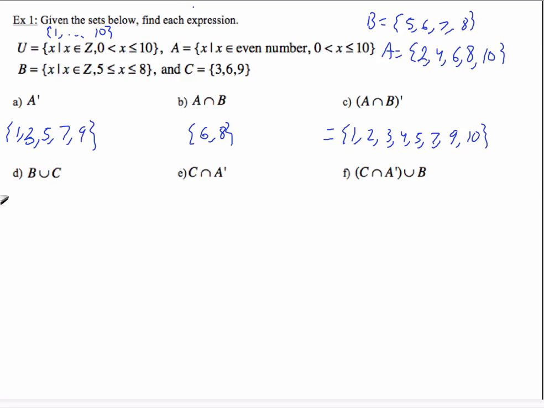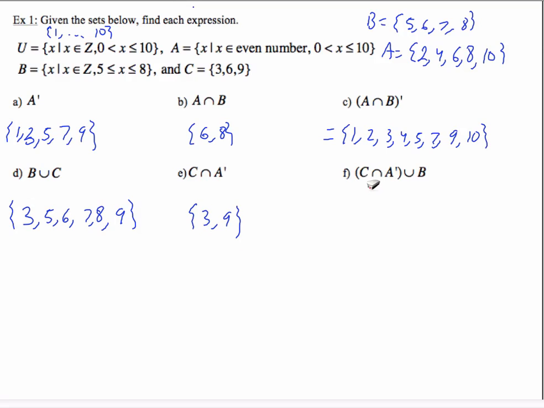B union C, we need to just list all the elements in B and C. B we have 5, 6, 7, 8, and C we have 3, 6, 9. So 3, 5, 6, 7, 8 are all the elements of B, and then 9 we have in C. Now C intersect the complement of A. C is 3, 6, 9, and we need to see which are in the complement of A. We have 3 and 9, so it's just 3, 9.